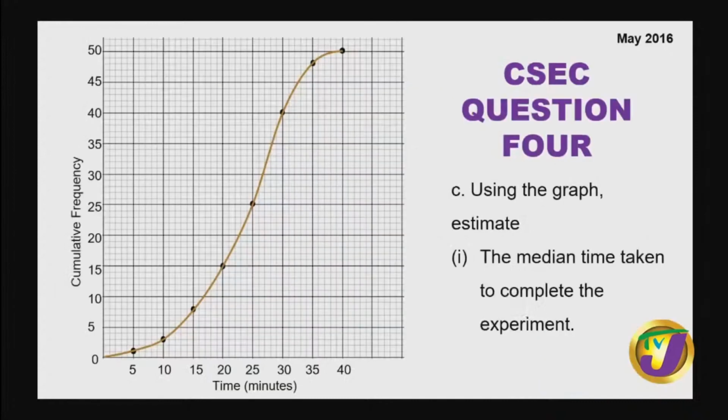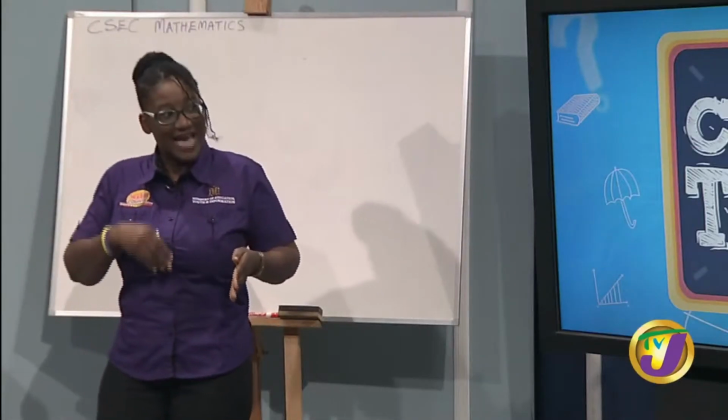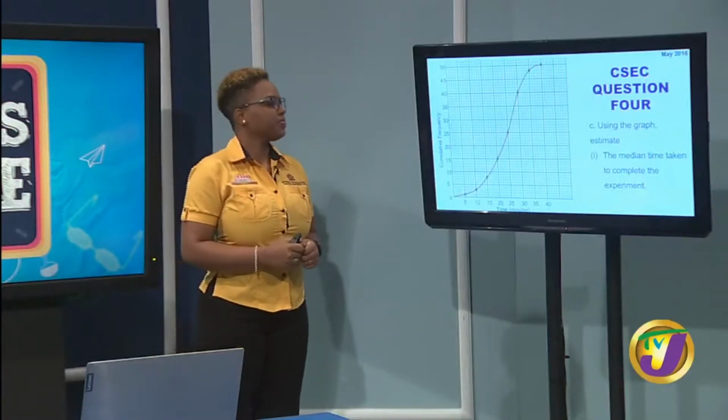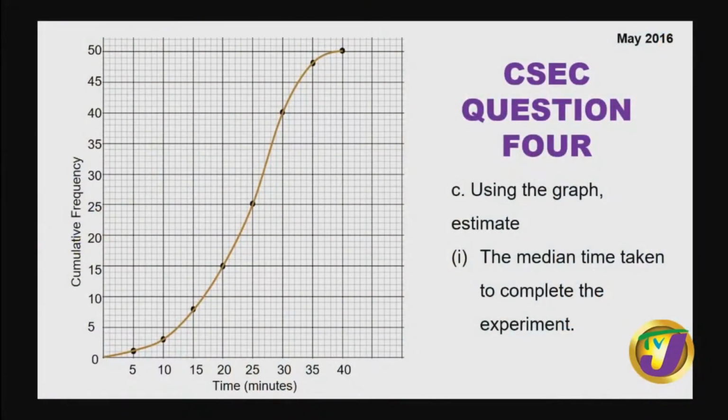So let's talk about the median. We already spoke about how to identify where the median is. So in this particular data, we had 50 students. And so if I was to split this data in half, it would be 25 on this side, 25 on this side. So my median position would be halfway between the 25th and the 26th observation. So on my graph then, I need to look for 25.5 on my vertical axis. That's right where cumulative frequency is.